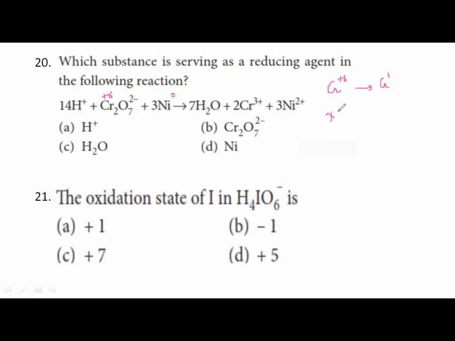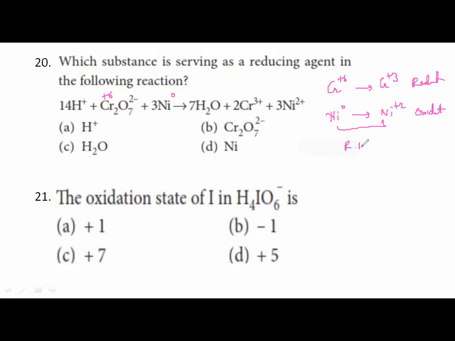Nickel from 0 is becoming Ni plus 2. So they have asked which is the reducing agent. See here what is happening. Here there is gain of electrons. Gain of electrons is reduction. And here there is loss of electrons. This is oxidation. So which is the reducing agent? Reducing agent is the one which helps in reduction and itself gets oxidized. So Ni is getting oxidized, the oxidation number of Ni increases from 0 to 2.